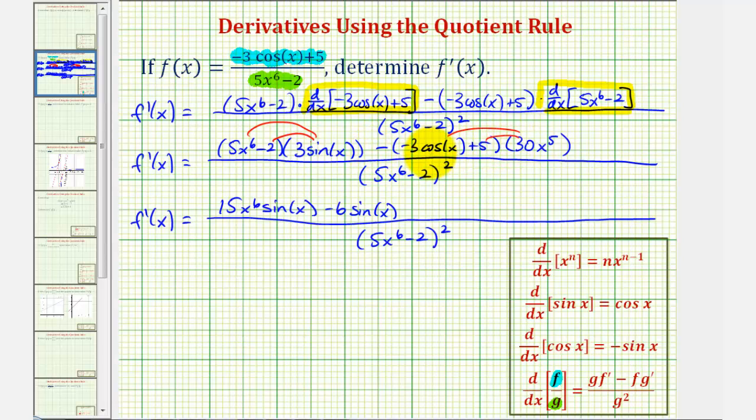Notice negative 3 cosine x times 30x to the 5th would be negative 90x to the 5th cosine x. But if we subtract a negative, that would become plus a positive, so plus 90x to the 5th cosine x. And then 30x to the 5th times 5, that'd be 150x to the 5th, but we're subtracting that, so minus 150x to the 5th. We have no like terms in the numerator, so we'll go ahead and stop here and leave our derivative in this form.